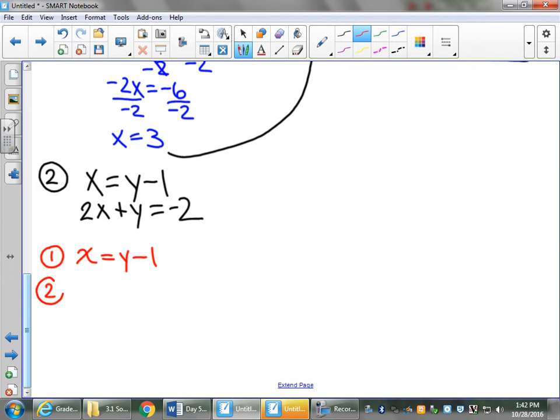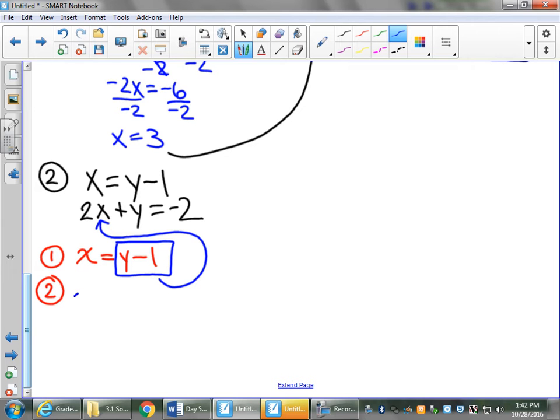Step number 2, I'm supposed to substitute. So I take my isolated equation, and I take what x equals, which is y minus 1. So I don't have x equals number, I have x equals an expression. And I have to take that and put it into the other equation, and this time I'm subbing it in for x, because the x was the one that's isolated.